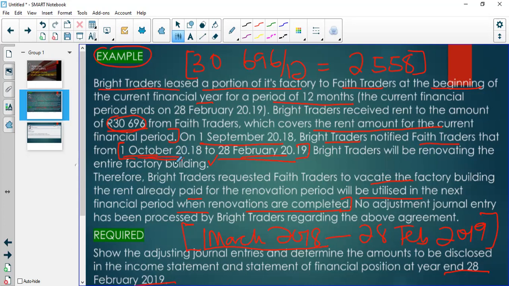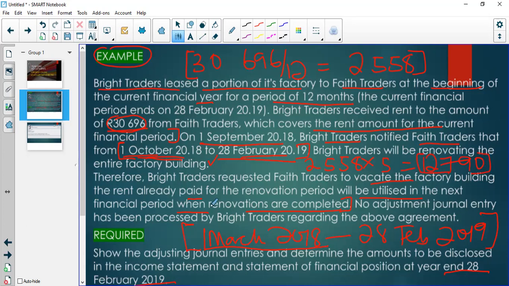So for how many months did we not earn, but we received? For October, November, December, January, February. So for 5 months, it's 2,558 multiplied by 5 months. We are not entitled to that amount, because although we received it, we haven't provided the service. We do not have the right to that money. It's their money. They can ask us back.